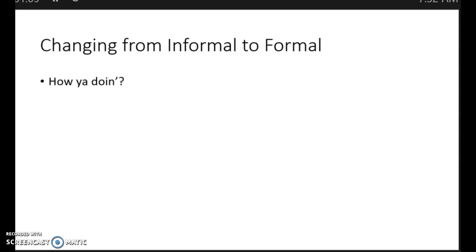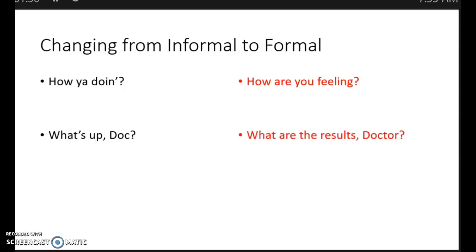The first one I have is, how you doing? Well, okay, we're not going to ask that in a formal situation, so it would be more along the lines of, how are you feeling? The next example is, what's up, doc? Again, not something we would really say. You may say, what are the results, doctor? Where you're asking for more information.